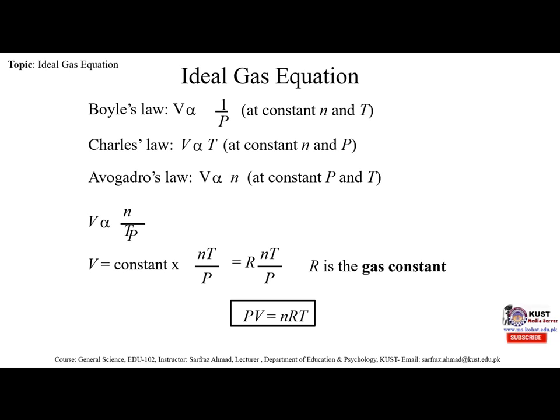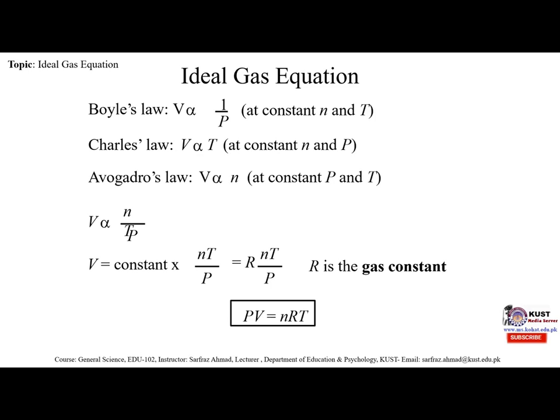So when volume is directly proportional to these three things, 1 upon P, T, N, then we can write down V is directly proportional to N T divided by P. So when we convert from directly proportional to the sign of equality, then it means that V is equal to constant into NT divided by P.